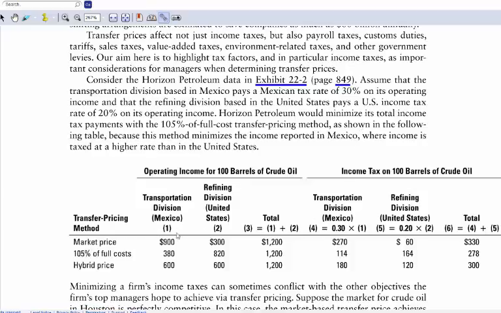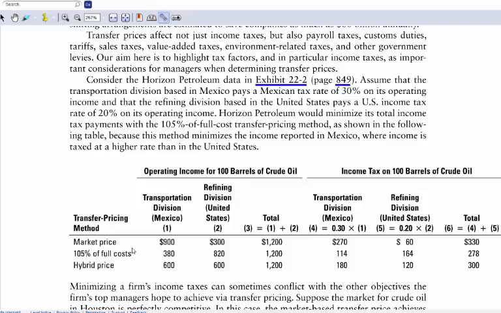So, if we take the transportation division in Mexico's $900 in operating income, and we multiply it times their 30% tax rate, then we're going to get $270 due to Mexico. For the refining division, we're going to take their $300 in operating income result and multiply it times 20% and know that they would pay $60. So $270 plus $60 equals $330.